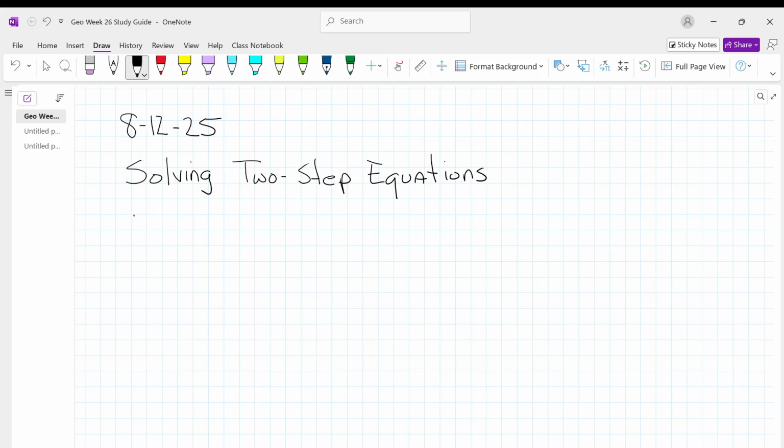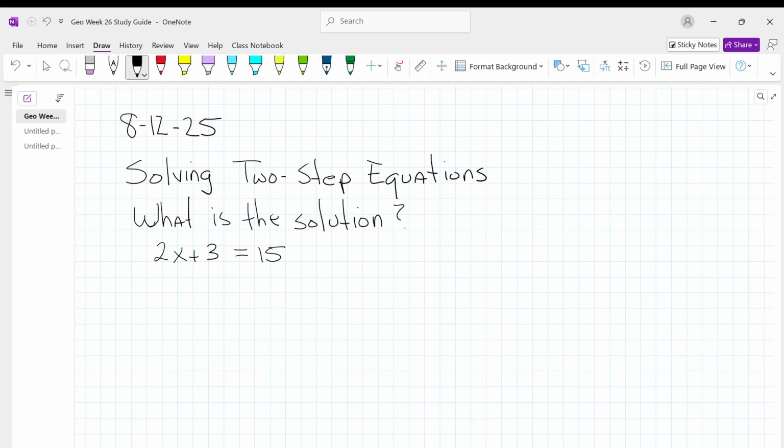You could also be asked, what is the solution? All right, and if we're given 2x plus 3, and that's equal to 15.